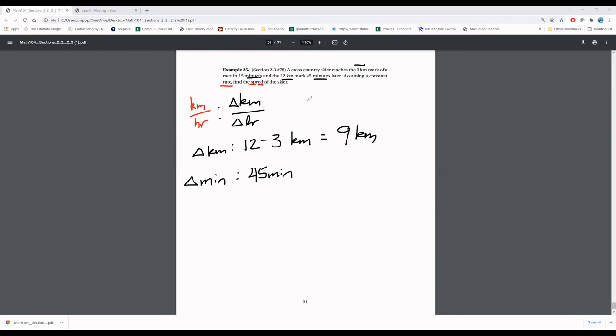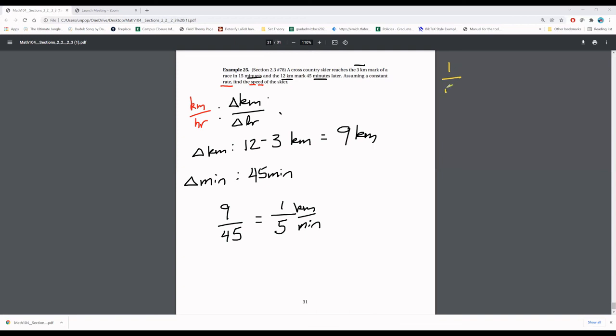To find the speed of the skier, take your change in kilometers over your change in time. That's 9 over 45. That will reduce. 9 divided by 9 gives you 1. 45 divided by 9 gives you 5. Our units are kilometers per minute. 1/5 of a kilometer every minute. We can change that into hours if we want to.